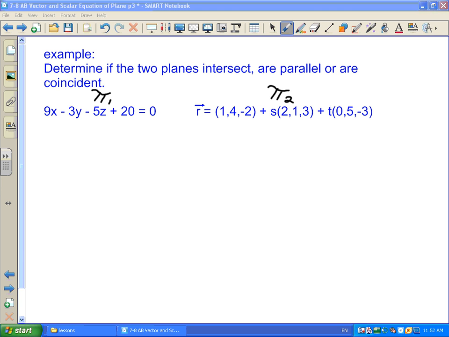Now, if we had both scalar equations, we could just check to see if the scalar equations were scalar multiples of each other. Unfortunately, we don't. What we have are one scalar equation and one vector equation. We still want to be able to do this comparison. The way we can do this is we can look at what is easy to get from each of these 2 forms of the equation. So from our scalar equation, what's the obvious thing that we get? Let's get our normal here for plane 1. Our normal is just going to be (9, -3, -5).